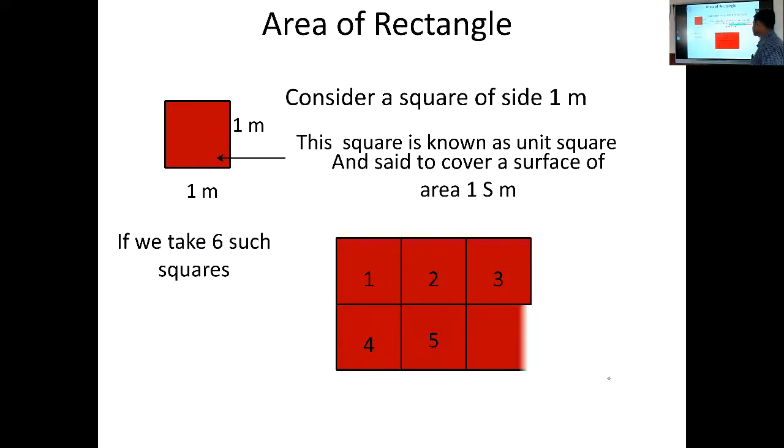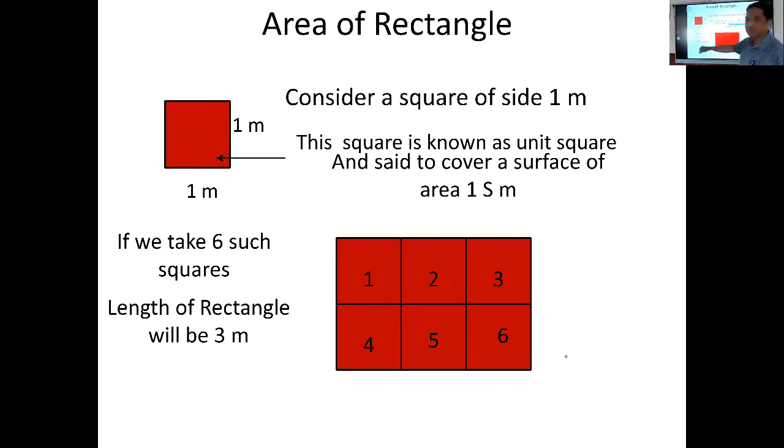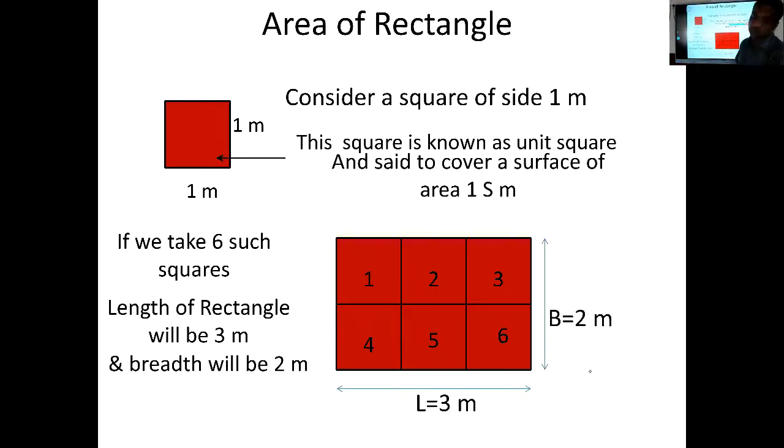So if I take 6 such squares, what figure am I getting from all these squares? Well, this is a rectangle. Now, what are the dimensions of this rectangle? What is the length and what is the breadth? Well, the length of this rectangle will be 3 meters, because you can see there is 1, 2, and 3 meters. And the breadth will be equal to 2 meters.